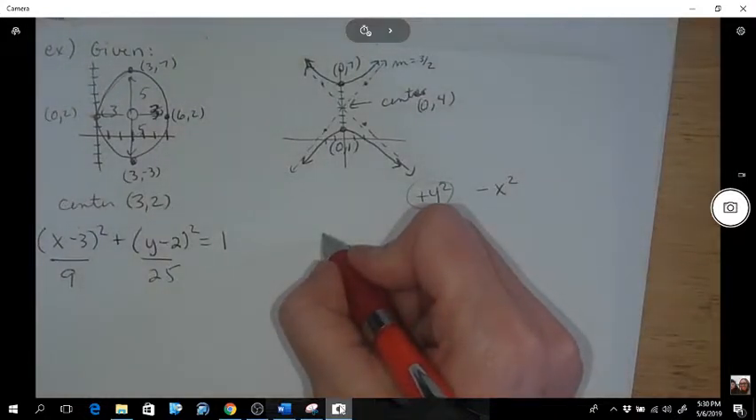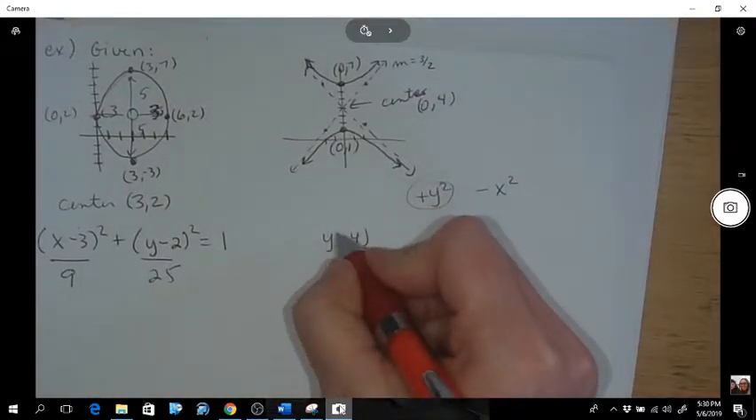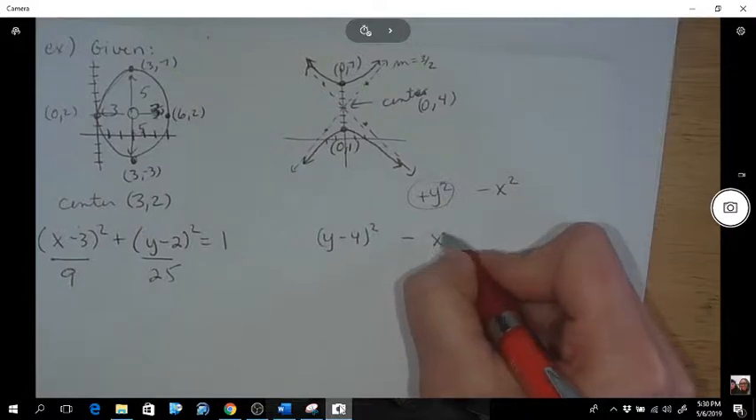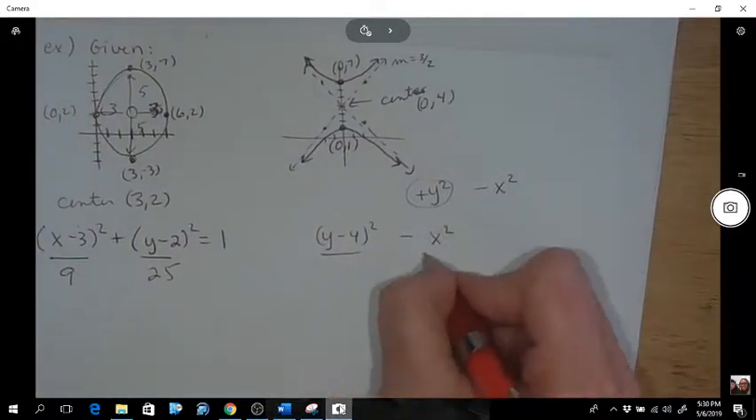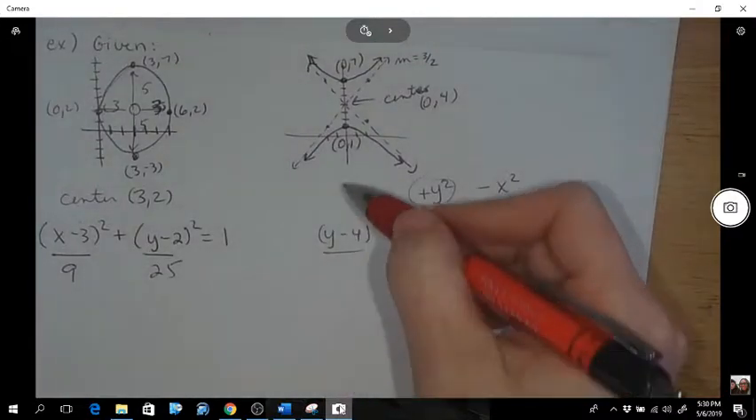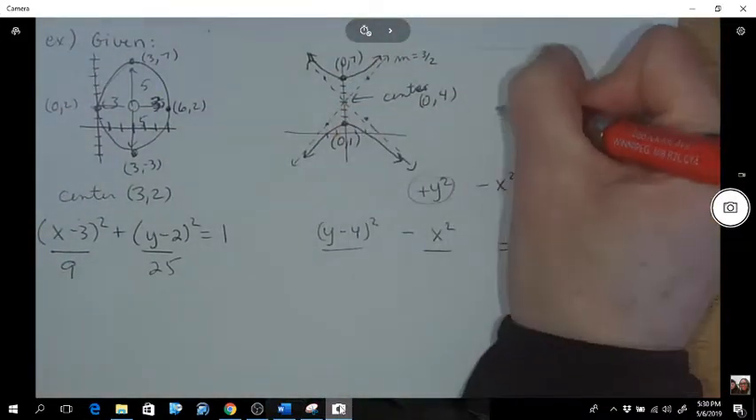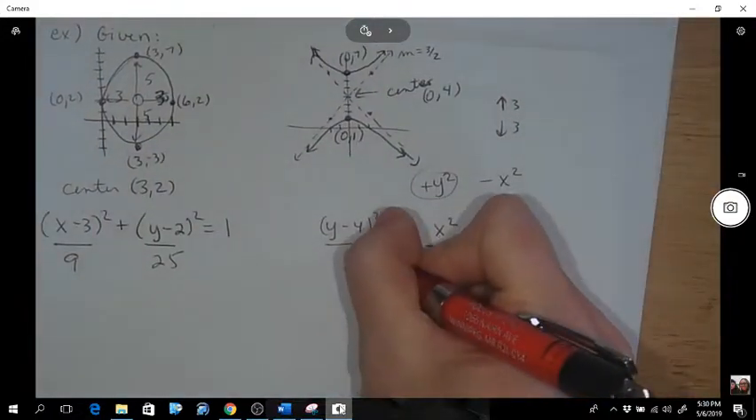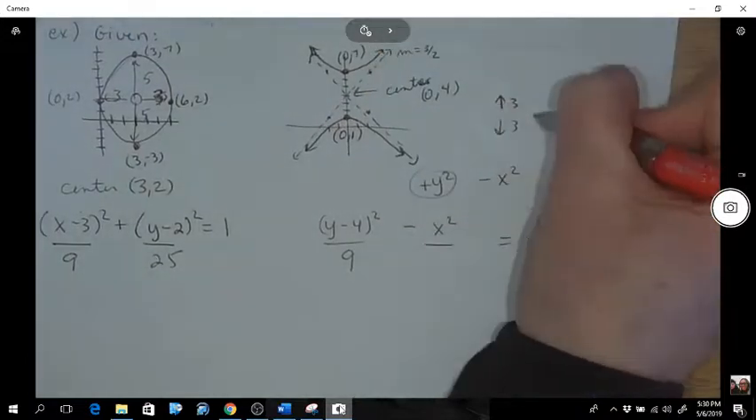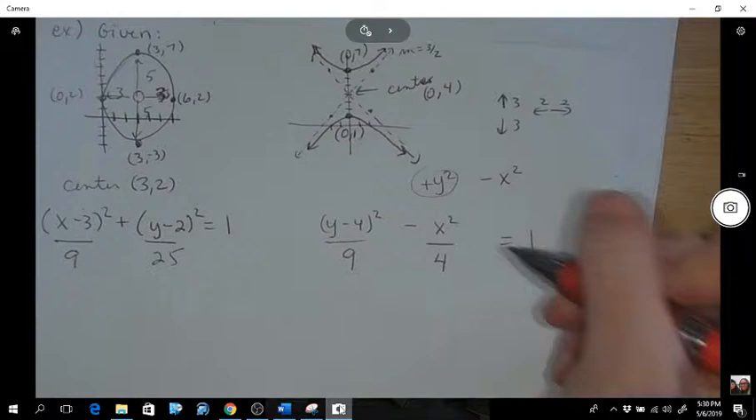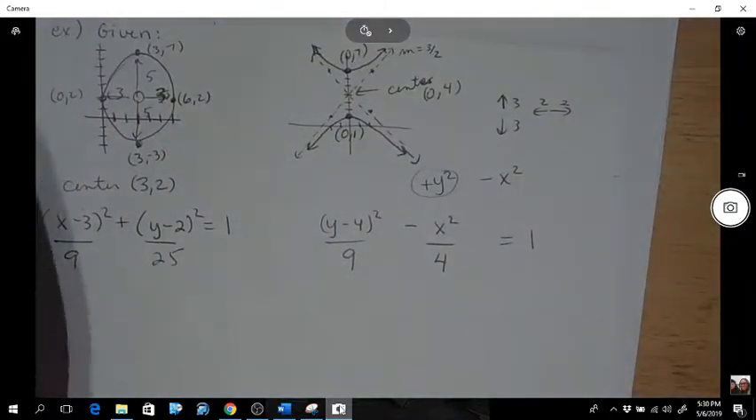Alright, so (y - 4) squared, do that part. And there's no transformation on the x squared, so I can just write that. Over something something equals 1. Okay, so the up, down, can you see we went 3, spanning the 3 out, so that's 9, and the overs, we spanned out 2 each way, so this would be 4. And there's the equation.